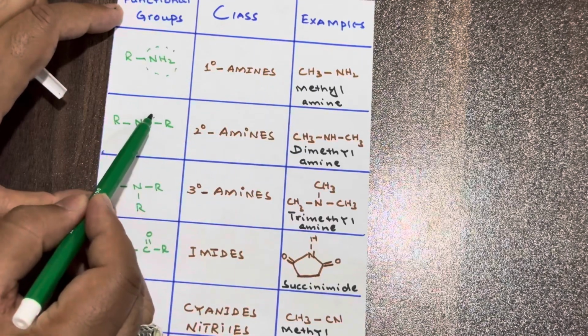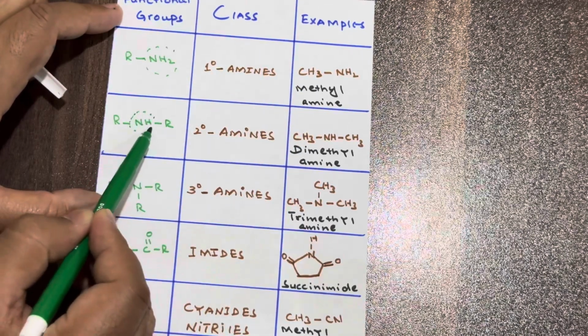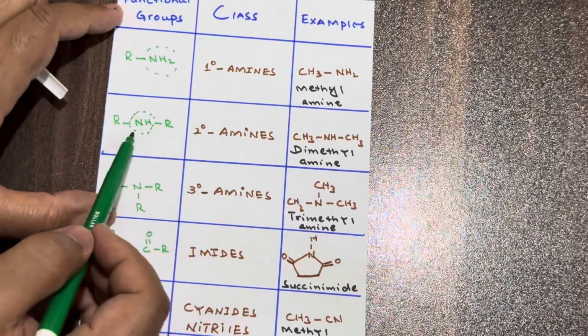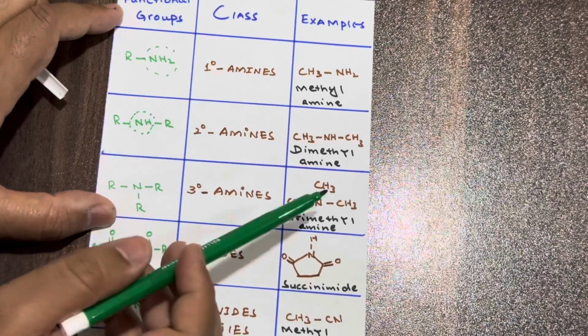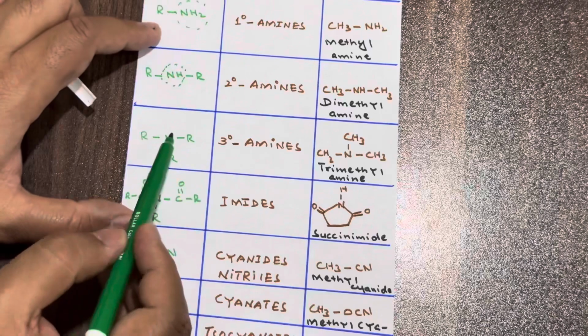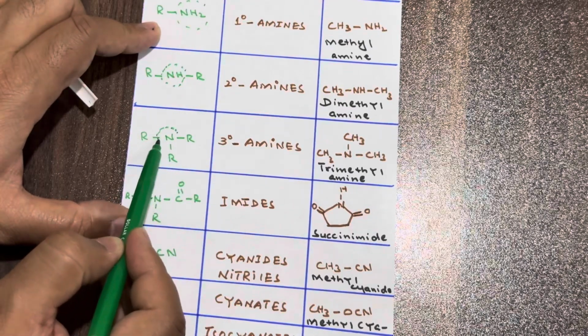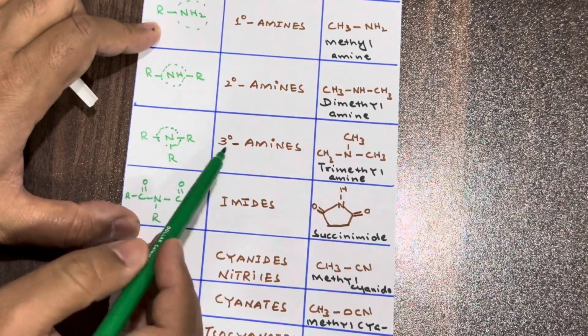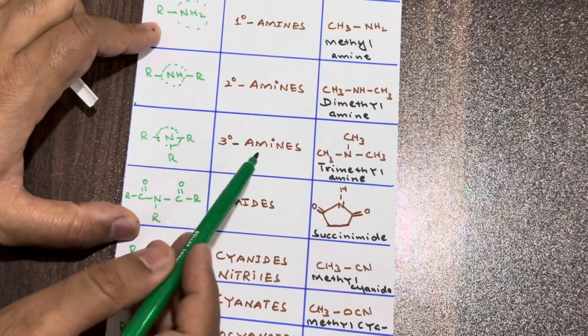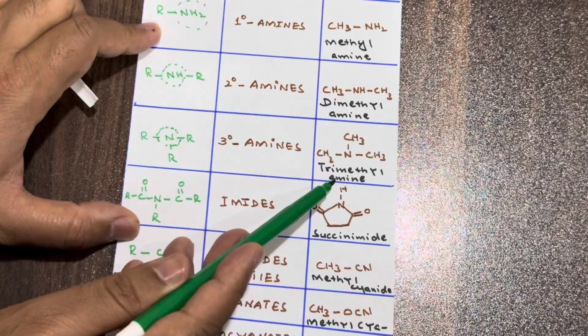If the NH functional group is present, which is attached to two alkyl groups, these are 2-degree amines. This is called the secondary amine group, and one of the examples is dimethylamine. Similarly, if the nitrogen is attached directly to three alkyl or aryl groups, this is the tertiary amine group, and the class is tertiary amines or 3-degree amines, and an example is trimethylamine.